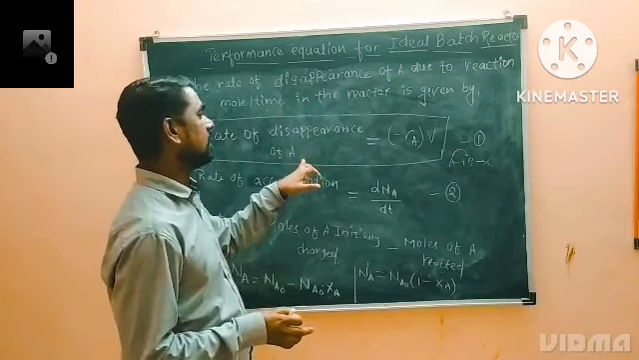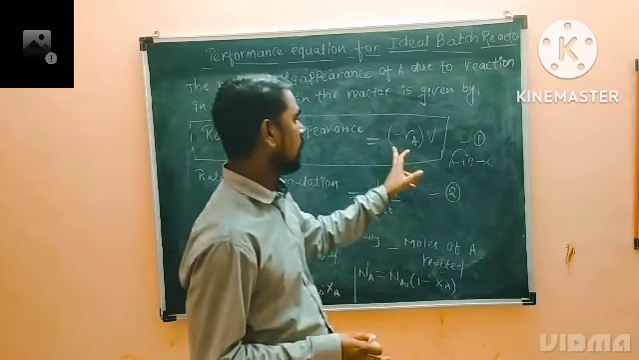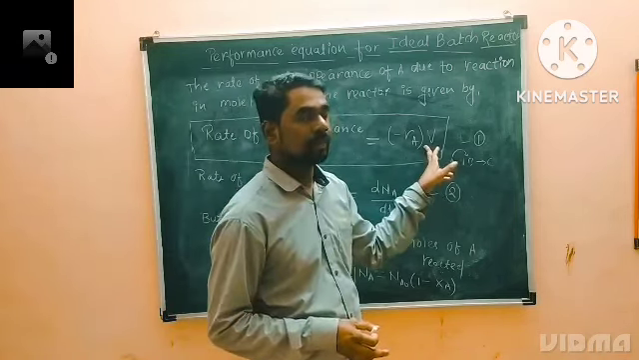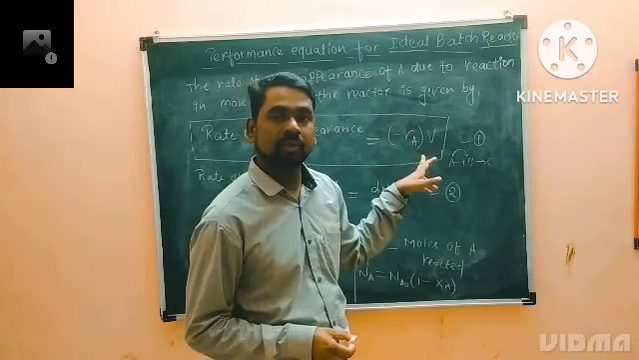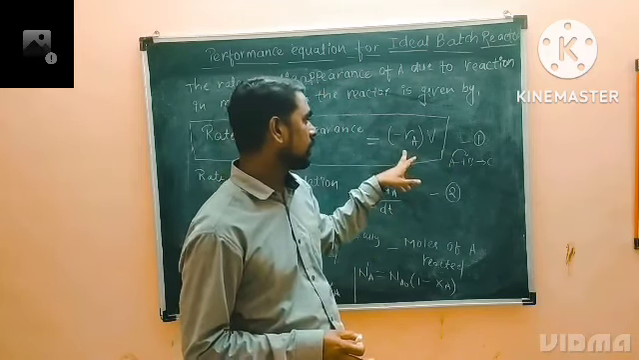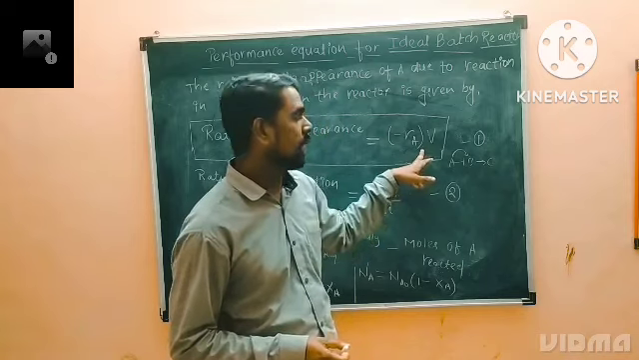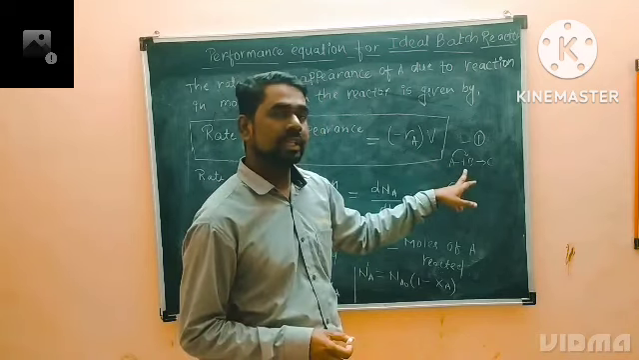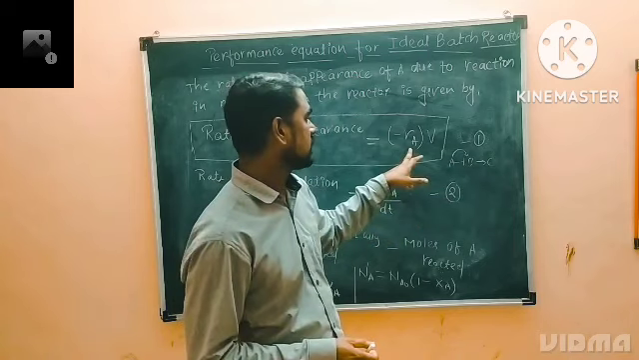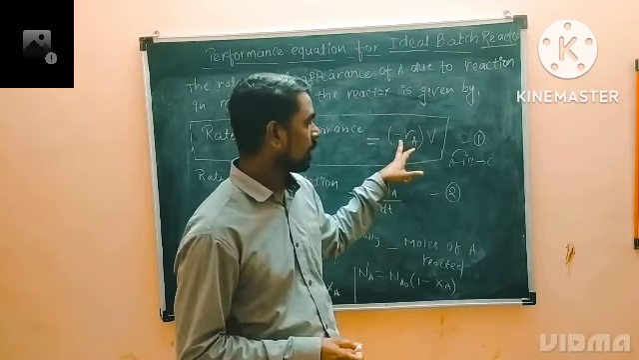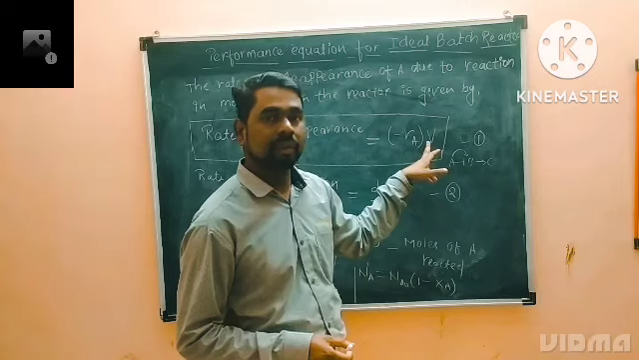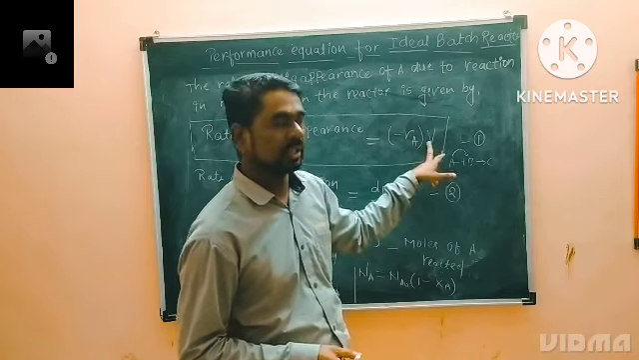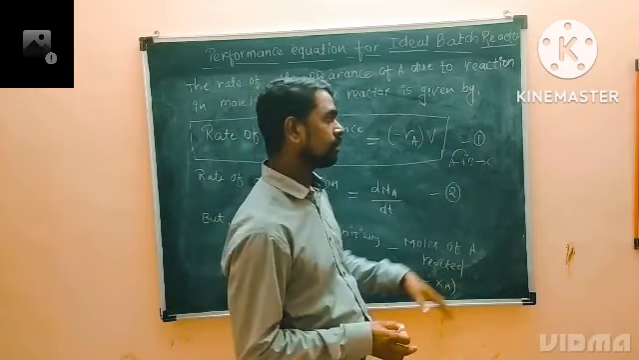Rate of disappearance of A is equal to minus rA times V. What is minus rA times V? rA is the rate of reaction of A, which is participating in the reaction. Since A disappears, we write the negative sign, multiplied by V, which is the volume of the reactor. This is equation number 1.